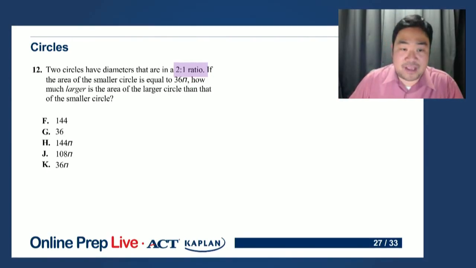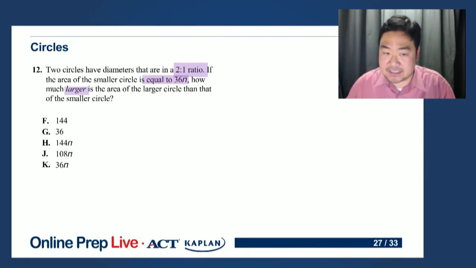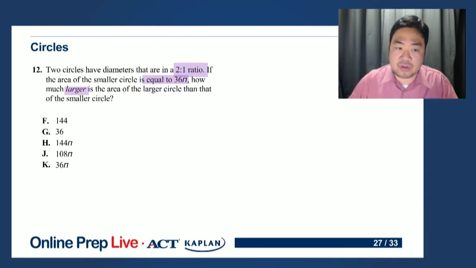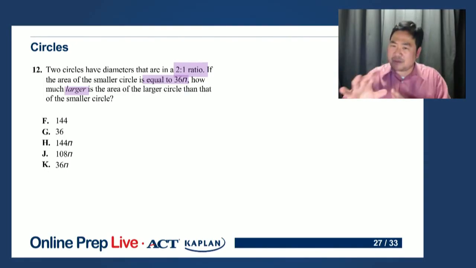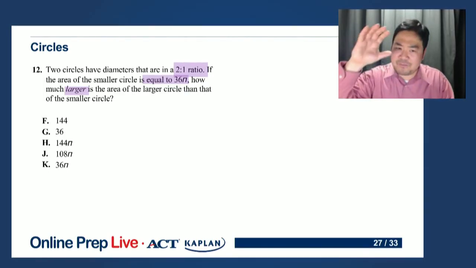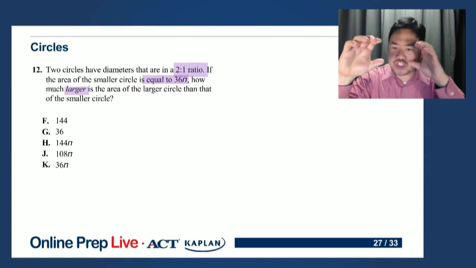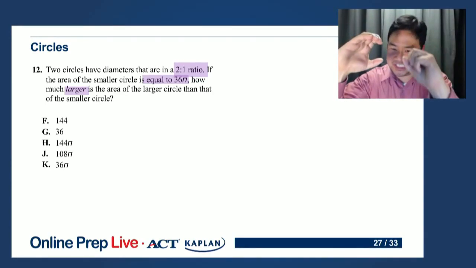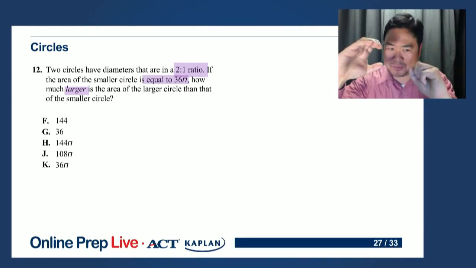We're given the area is equal to 36 pi, and we want to know how much larger, and notice the word larger is italicized. How much larger is the area of the larger circle than that of the smaller circle? So let's think about this for a second. If we have the area of the larger circle and the area of the smaller circle, I'm going to make my hand big for the larger circle and smaller for the small circle.